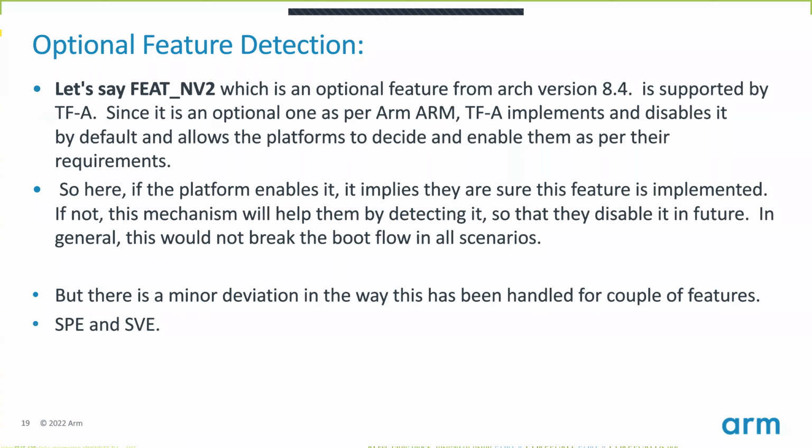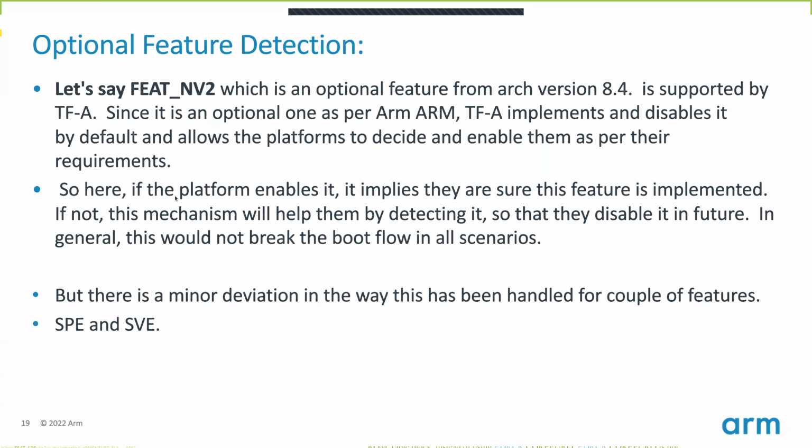Coming to the detection part, yes, even under the feature detection mechanism, we will be bringing the optional features too. So let me explain some corner cases here. Let's say feature NV2, nested virtualization support, which is an optional feature from 8.4. It is supported in TFA, and since it is optional as per ARM, TFA implements and disables it.